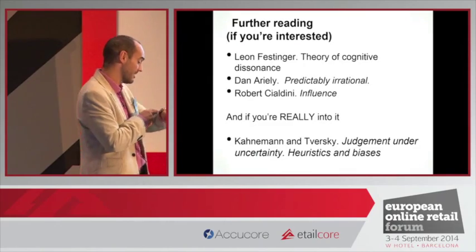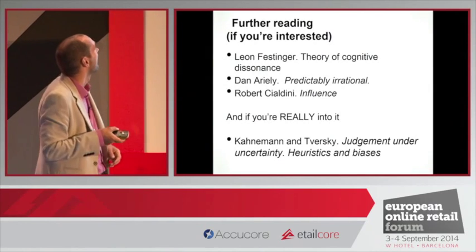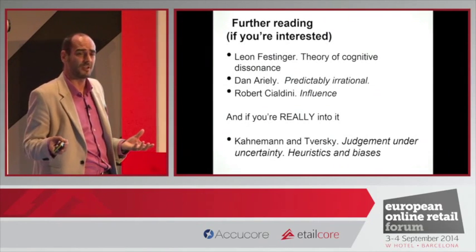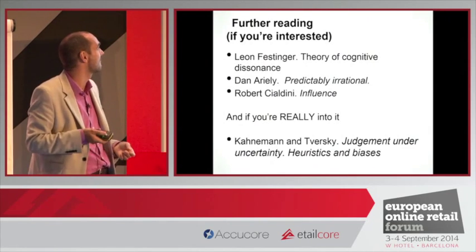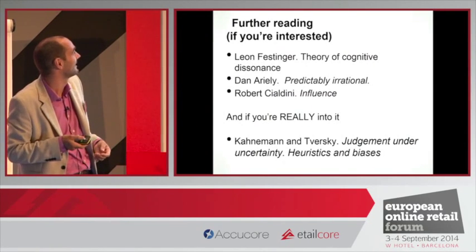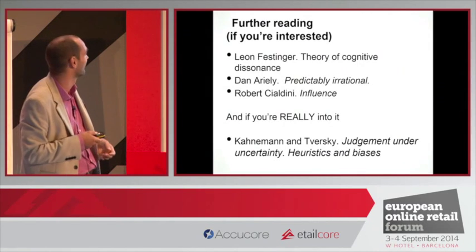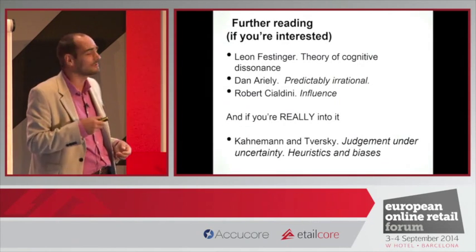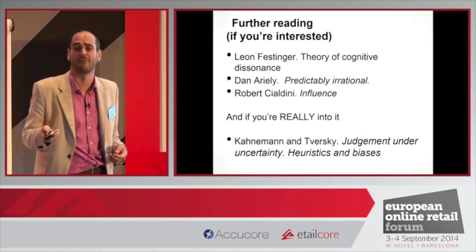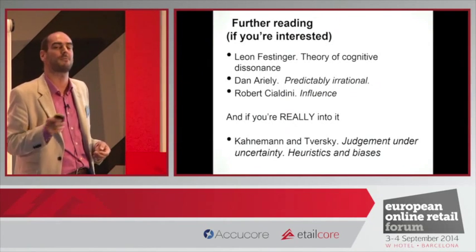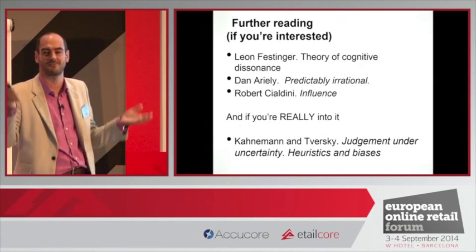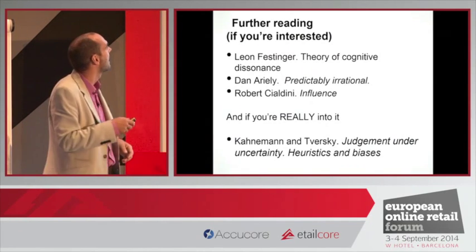I don't know how we are for time, but probably approaching. If you are interested in this stuff, and I hope you found it interesting: Festinger, 1952, Theory of Cognitive Dissonance. It's actually quite a fun read, he writes with a good sense of humour. Dan Ariely, an absolutely brilliant modern-day author, wrote Predictably Irrational. Highly recommended, you won't be able to put it down. It was on the Times bestseller list for 30, 40 weeks.